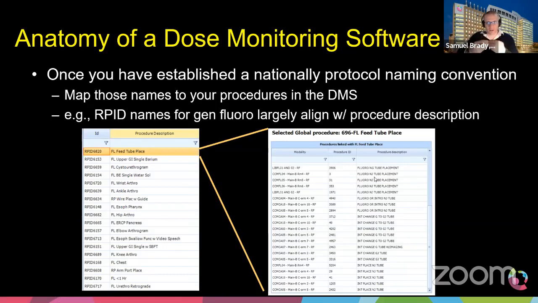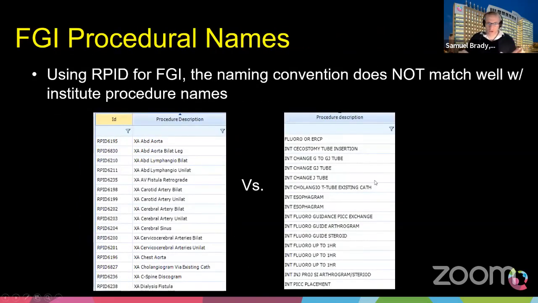That DMS software collects that data, and now everything is ready for me to push go and send nationally for my DRL calculations. Now, it works. It's all good when it works smoothly, and it pretty much does for CT and for most general fluoro procedures, even some X-ray.